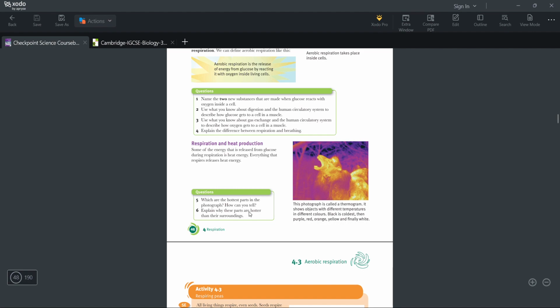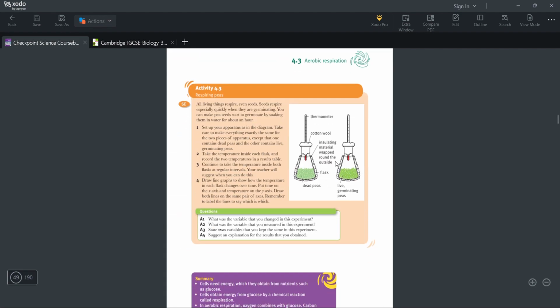Explain why these parts are hotter than their surroundings. It's because this camel is undergoing cellular respiration. It's taking the energy from the food that it's eaten and turning it into energy using the process of respiration. So it's producing energy which produces heat, which makes it look much warmer than all of its surroundings.